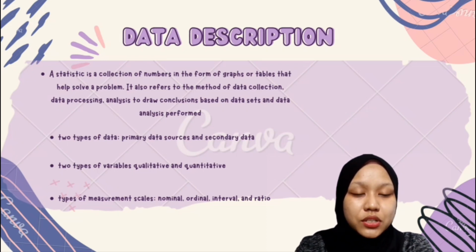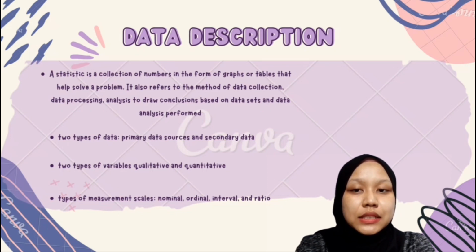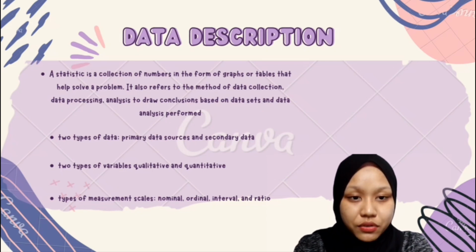Data discrimination. So the first point is the definition of statistics. A statistic is a collection of numbers in the form of graphs that help solve a problem. It is also referred to as the method of data collection, data processing, and analysis to draw conclusions based on data sets and data analysis performance. We have two types of data, which are primary data sources and secondary data sources.